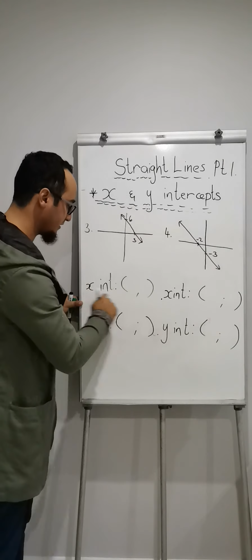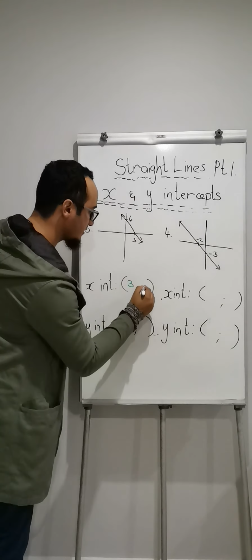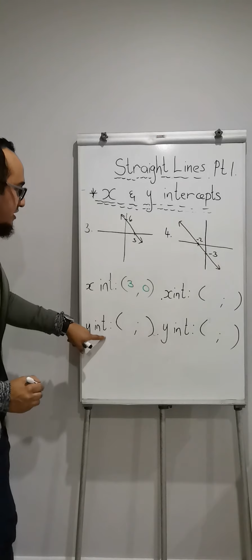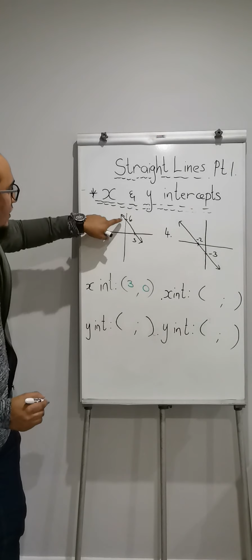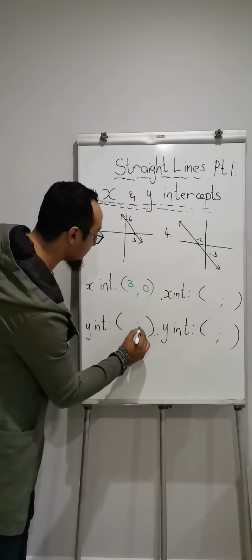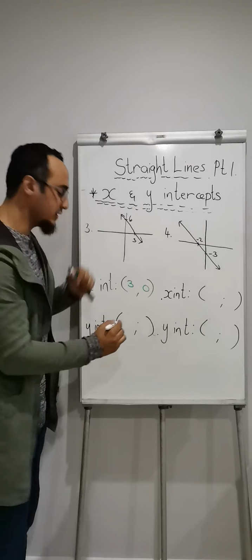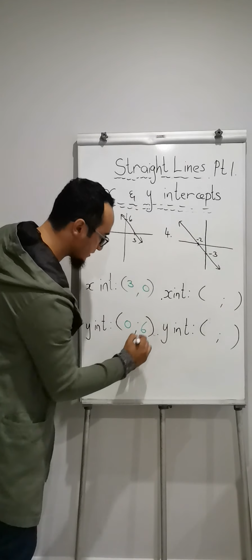Right. Over here, I cross the x-axis at (3, 0). So the x-intercept is going to be (3, 0). What's the y-intercept on this graph over here? What's that number over there? The number is 6. But the point is (0, 6) over there.